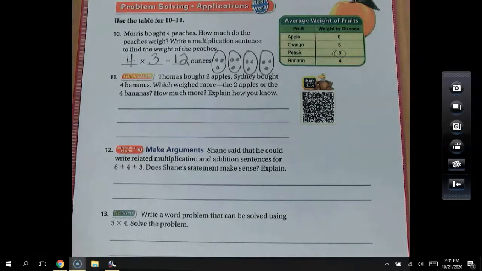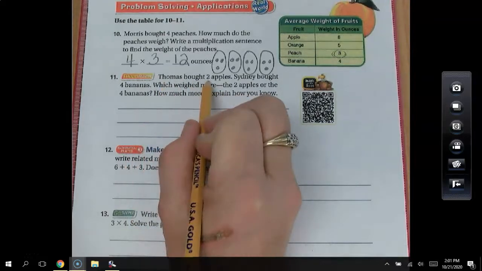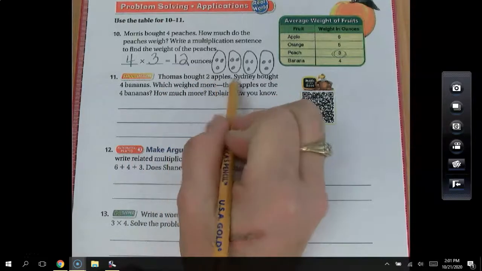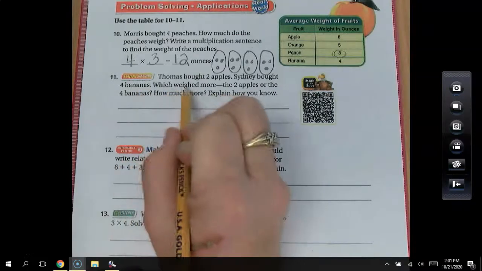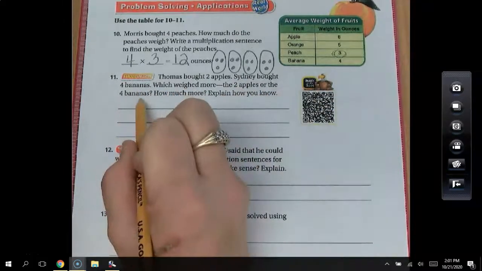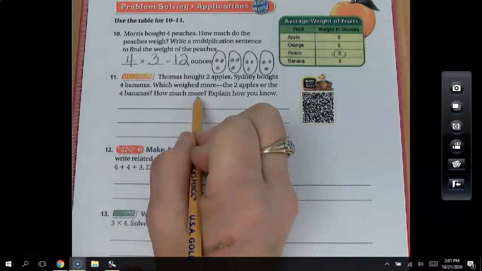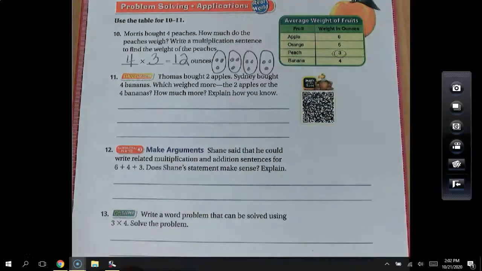All right, let's look at number 11. It says Thomas bought 2 apples. Sydney bought 4 bananas. Which weighed more, the 2 apples or the 4 bananas? How much more? Explain how you know. Boys and girls, that's a lot of information. So let's go ahead and break it down. I want to know how much things weigh.